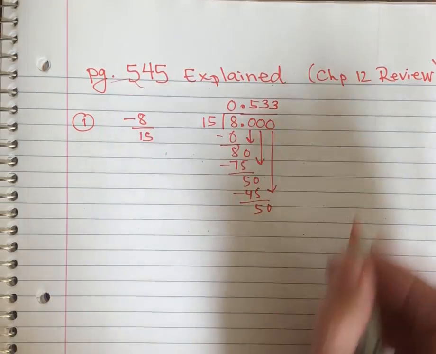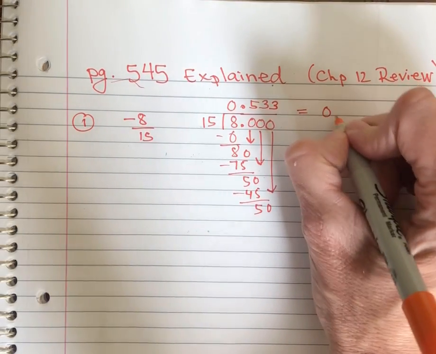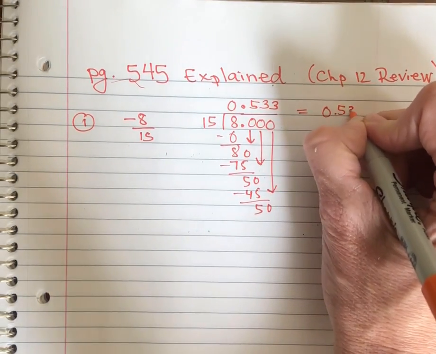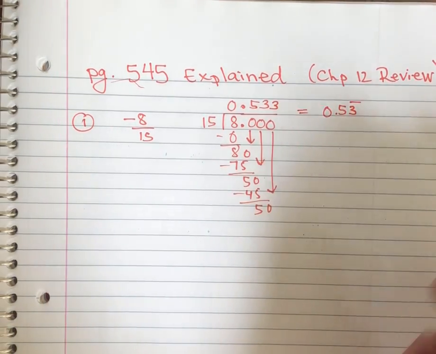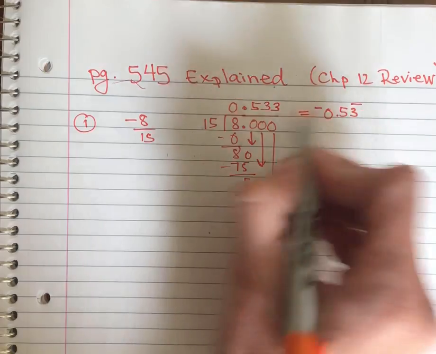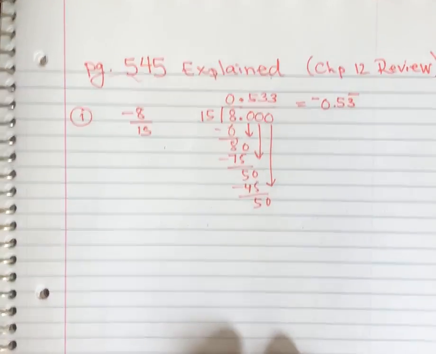And if you were to keep dividing, you would notice that 3 is going to repeat. So a repeating bar would be the best way to show that. And again, the answer is a negative. That's how the fraction started.